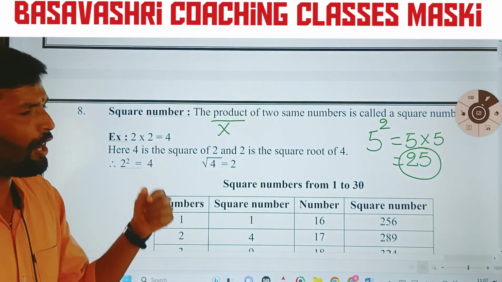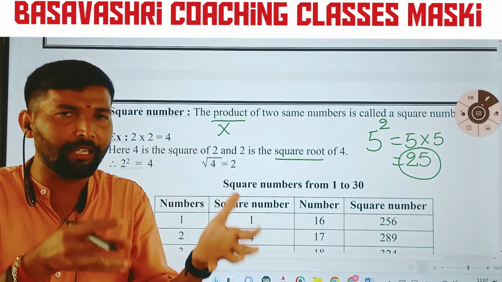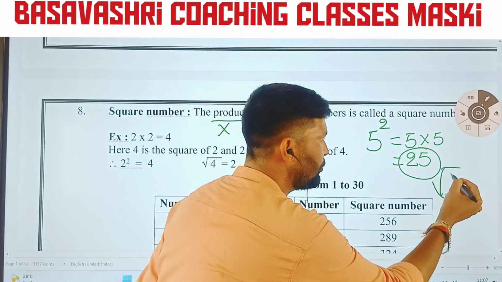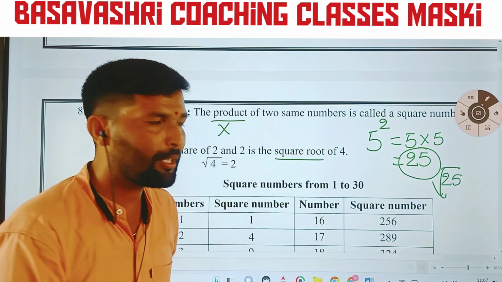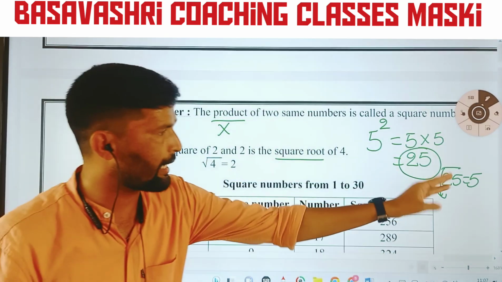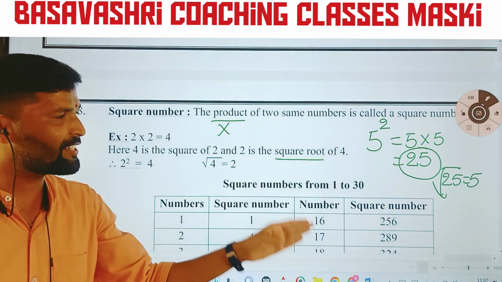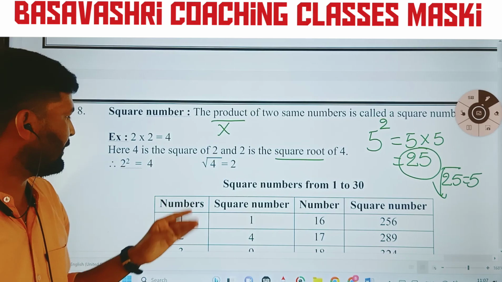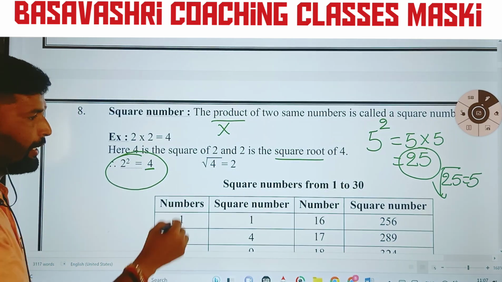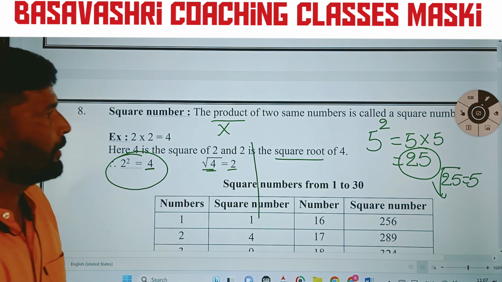The same way we have the root here. What do you mean by square root? It's the reverse of this. The square root of 25 is nothing but how much? 5, isn't it? So I took an example here. Here is the definition: 4 is the square of 2 and 2 is the square root of 4. And here they give an example where 2 square is 4 and the root of 4 is 2. So these are some examples for that.